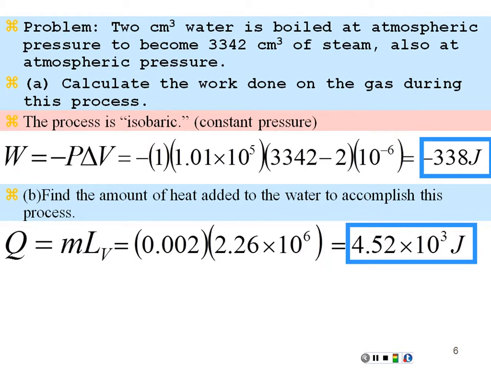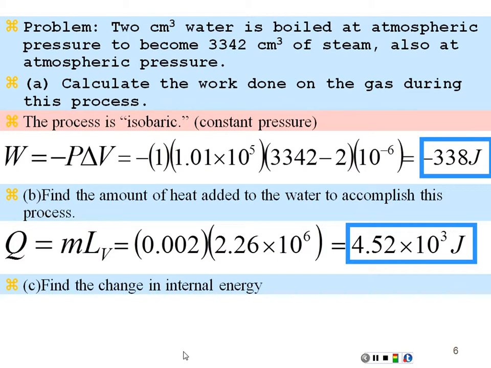The work done on the system to make this happen is a negative 338 joules because the gas actually did work out of the system. It expanded and was doing work itself. So we have negative work done on the gas.